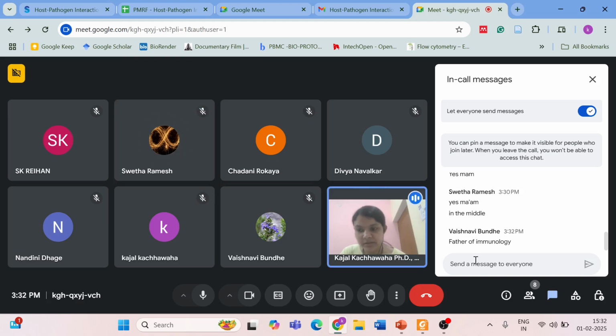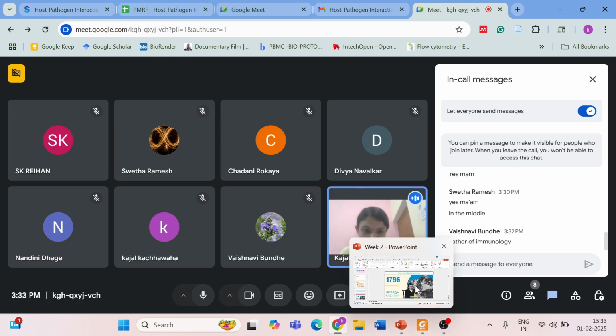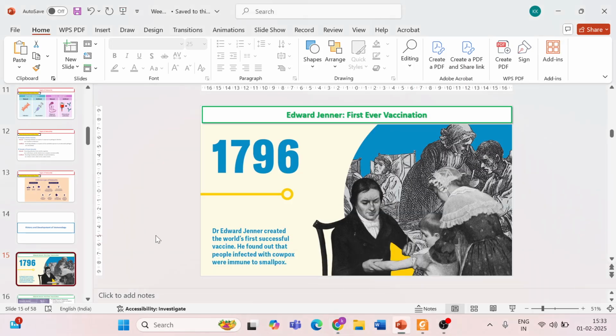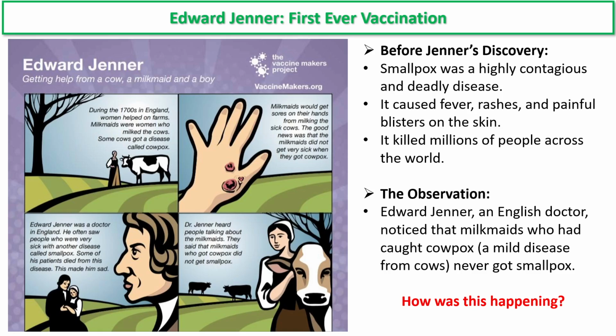There are two different diseases, smallpox and cowpox. I'll be taking the storyline from there. So there was a farmer who had cows on his farm. So there were milkmaids, women.